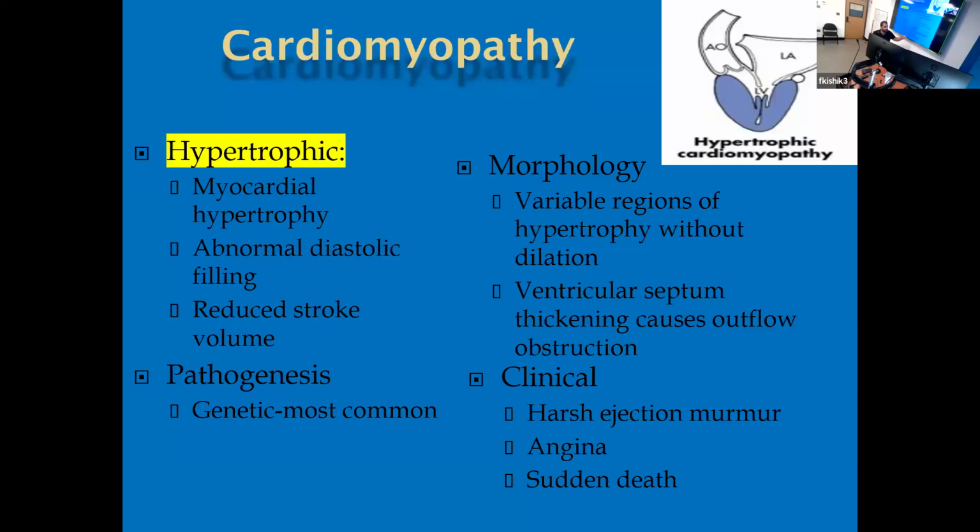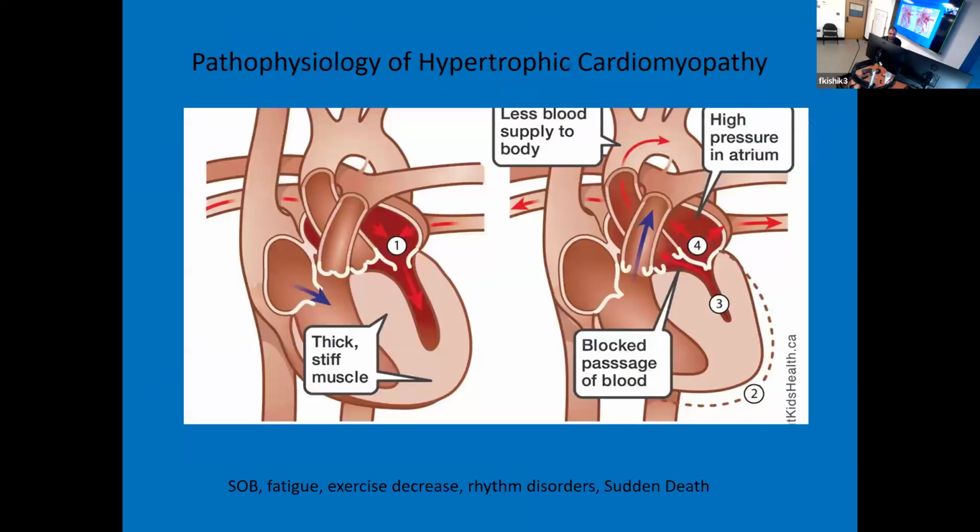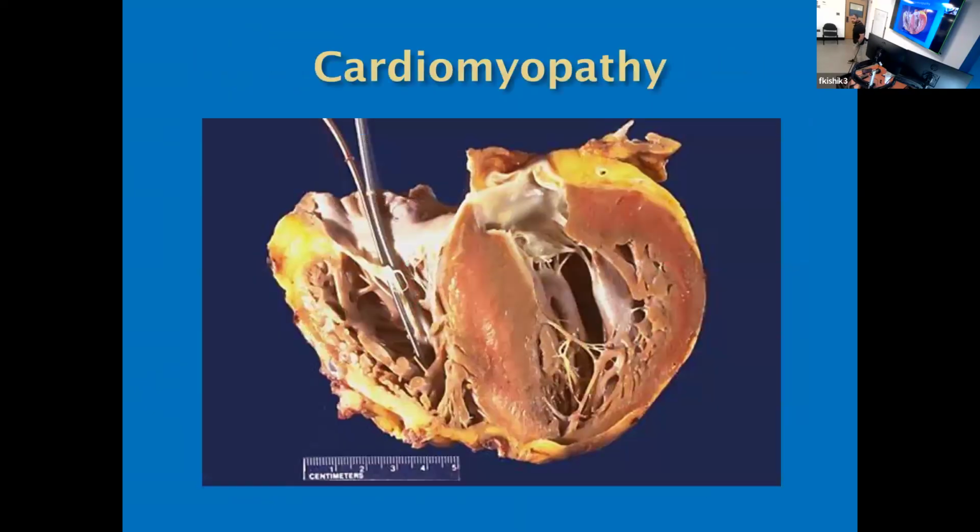Heart ejection murmur, angina, and sudden death. This is usually young athletes. You'll have thick, stiff muscles and a reduced cavity here. That leads to reduced end diastolic volume. And then eventually it gets to the point where you can't adequately overcome afterload, and that's why they have the sudden death that happens.